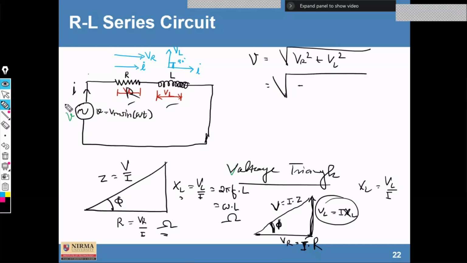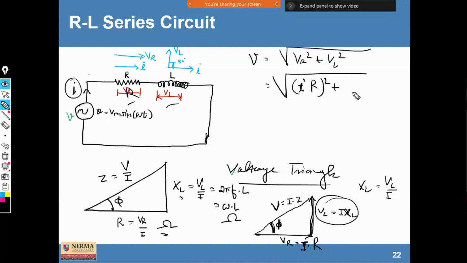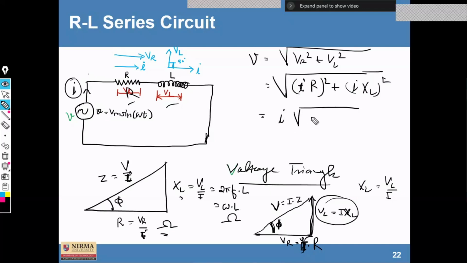And by inserting the value, we can write I. So if I use the small i here, it will be considered as small i into R whole square plus i into XL whole square. You may consider this small i here also, fine. So we can write, if we take I common from this, then we can write I under root of R square plus XL square.